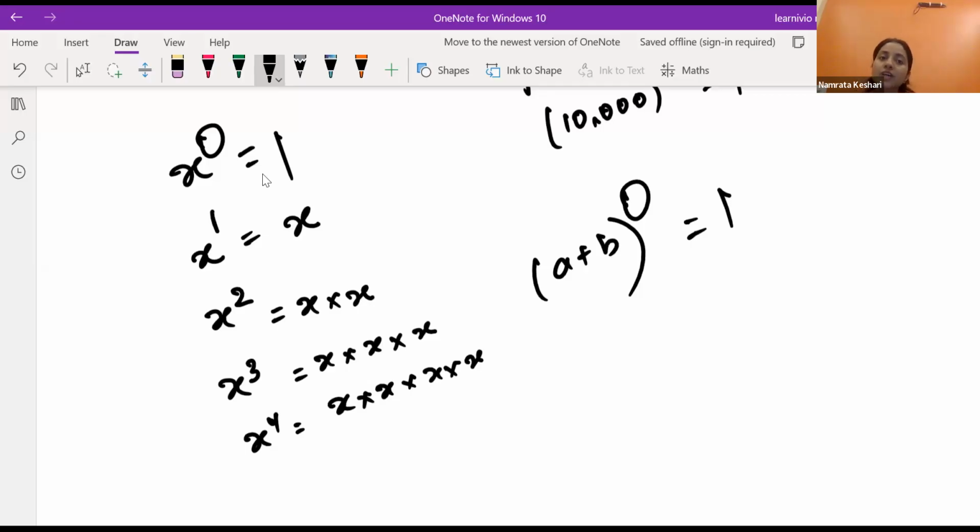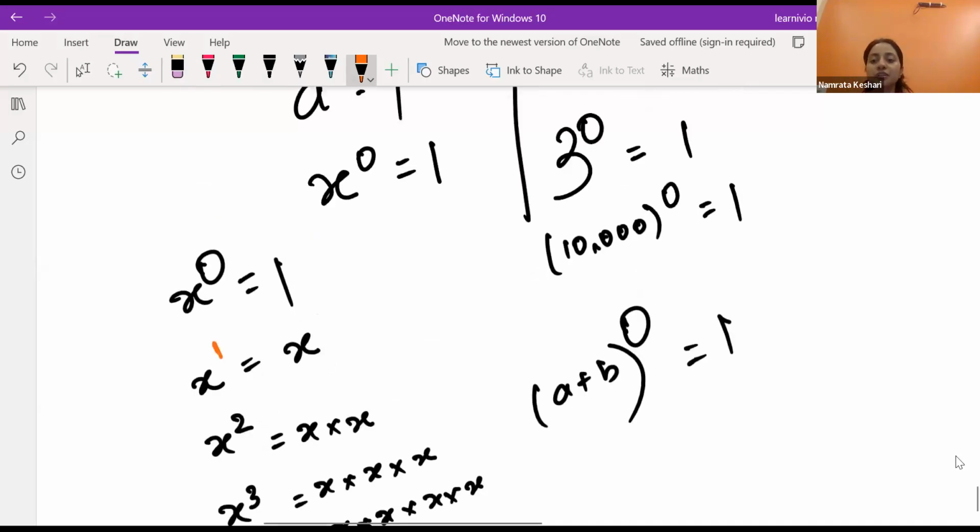Bare minimum, power 1 has to be there, then only we will say it is x. And if the power is 0, that means this x is not there, right? Okay, so this is a rule, again the law of exponent. We are going to use this rule over here.